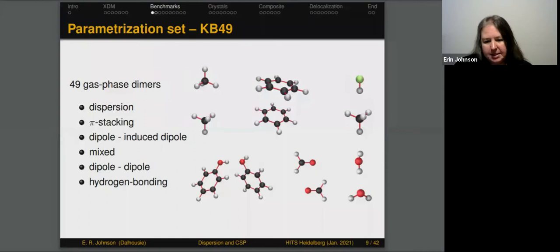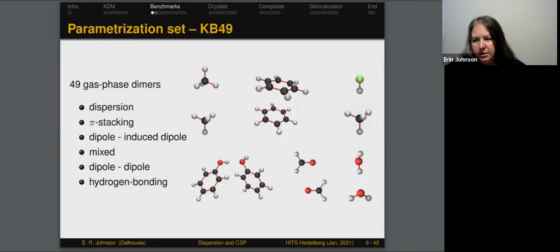So our gas-phase dimers here include a range of interactions. Dispersion as in the methane dimer, pi stacking as in the benzene dimer, dipole-induced dipole interactions, dipole-dipole interactions, hydrogen bonding interactions, and even some mixed interactions, as in the phenol dimer, where you have a combination of hydrogen bonding and pi stacking. So we parameterize the A1 and A2 to minimize the RMS error for this Kannemann-Becke 49 set. And again, those parameters are fixed. So we find that the parameters that we fit for even these small organic molecules are transferable to the remainder of the periodic table.